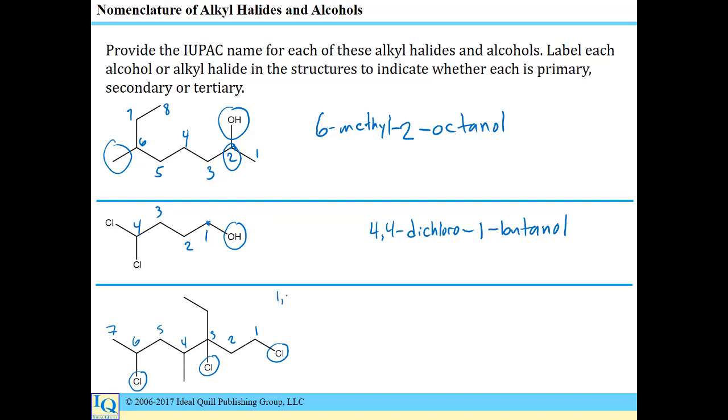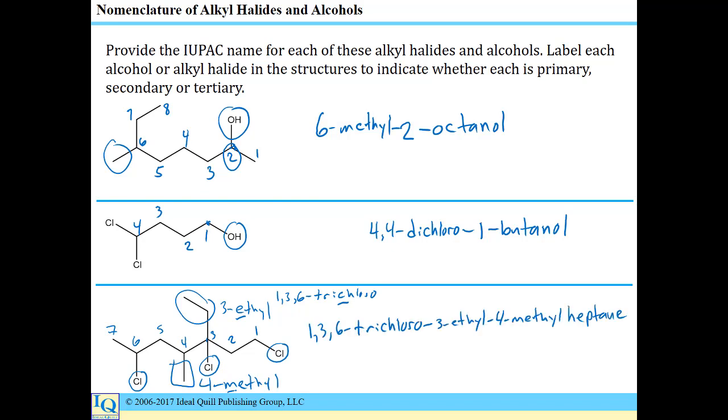The last example has a 7-carbon chain, and we have chlorines on position 1, 3, and 6. So in part of the name, we're going to have a 1,3,6-trichloro. And then the other substituents are a methyl group at position 4, so 4-methyl will go in the name somewhere. On position 3, there's an ethyl group, so we need a 3-ethyl to be part of our name. And the parent is the heptane. If we arrange these in alphabetical order, chloro, then ethyl, then methyl, we can come up with the full name: 1,3,6-trichloro-3-ethyl-4-methylheptane.